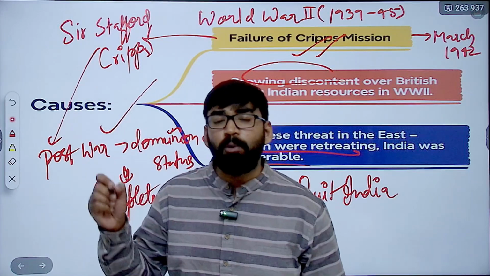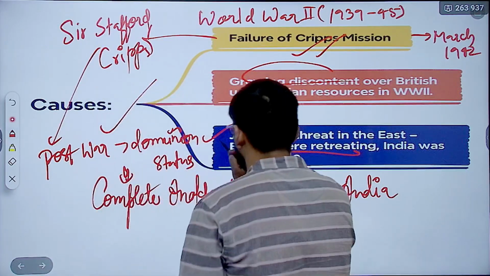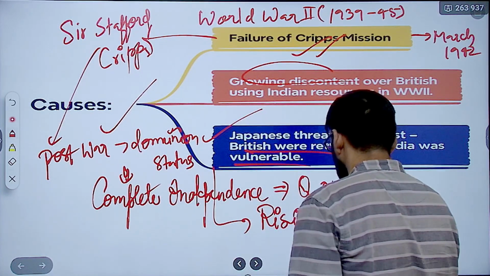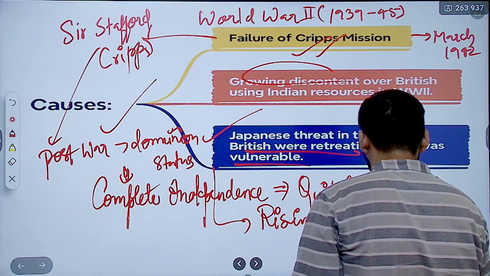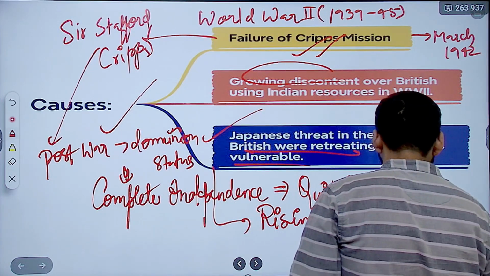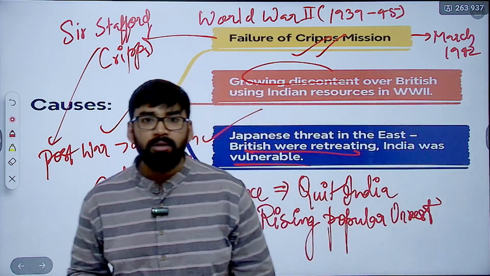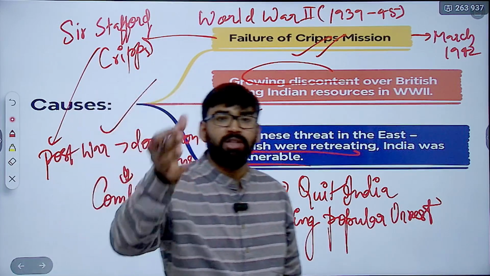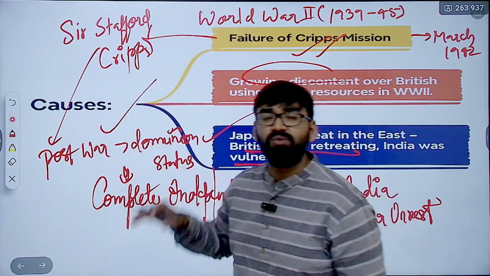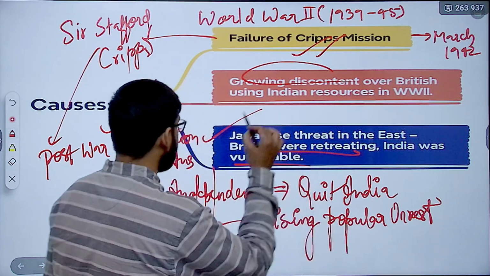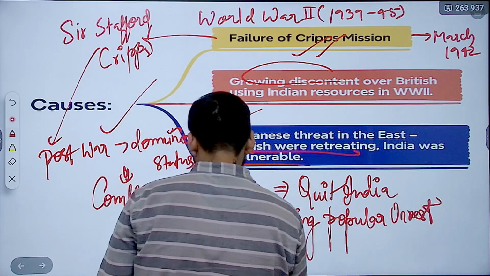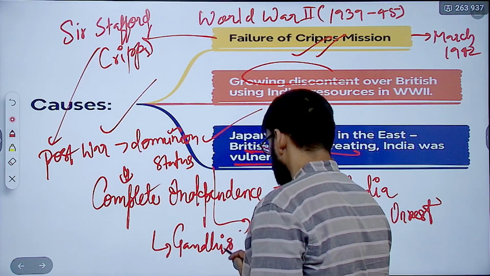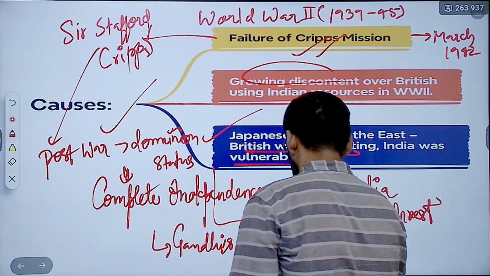Then rising popular unrest. Another cause was rising popular unrest. जी हाँ. So rising popular unrest and nationalist pressure. So growing disillusionment with the British rule, especially among youth as well as workers. And then Gandhi's change in stand.